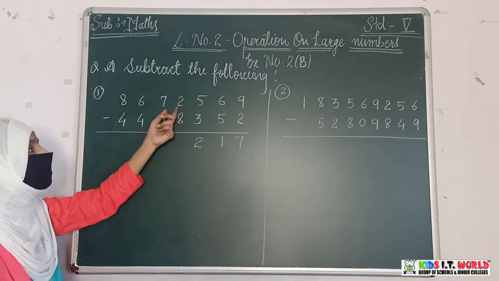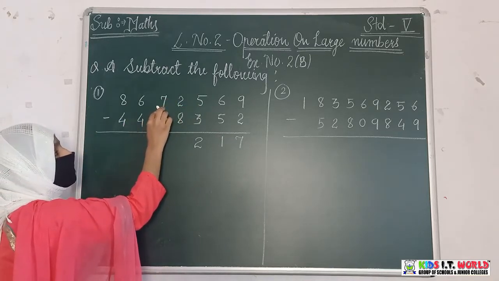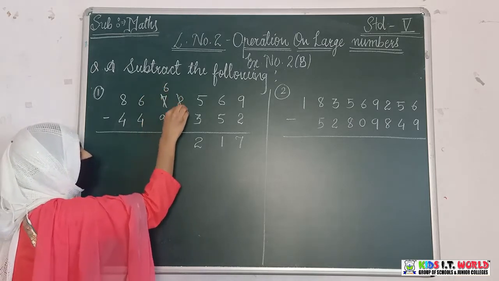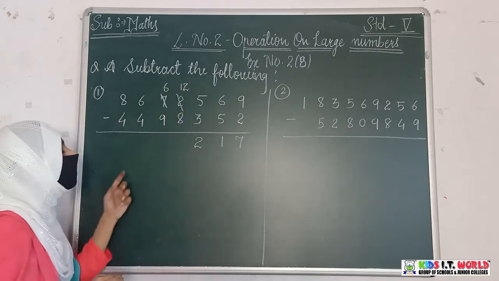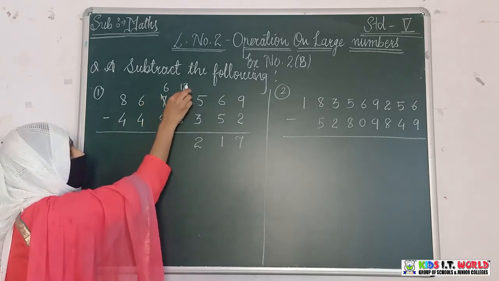So we can't subtract 8 from the 2. So for that we have to borrow 1 from the other number. So we will take tens from here. So it will be 6 and it will get 12. Now 12 minus 8, count 8 till the 12.